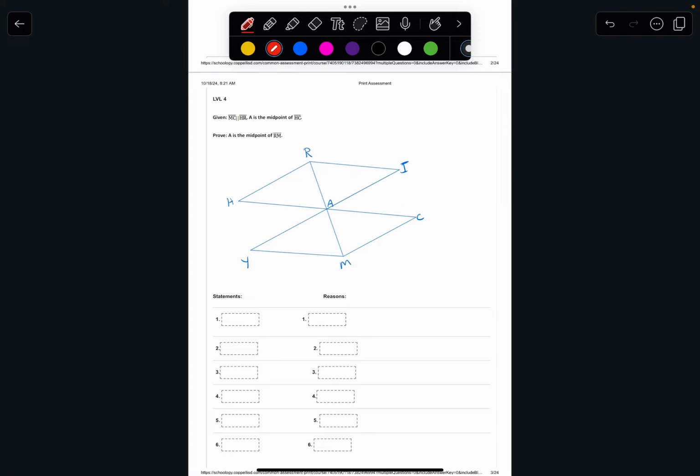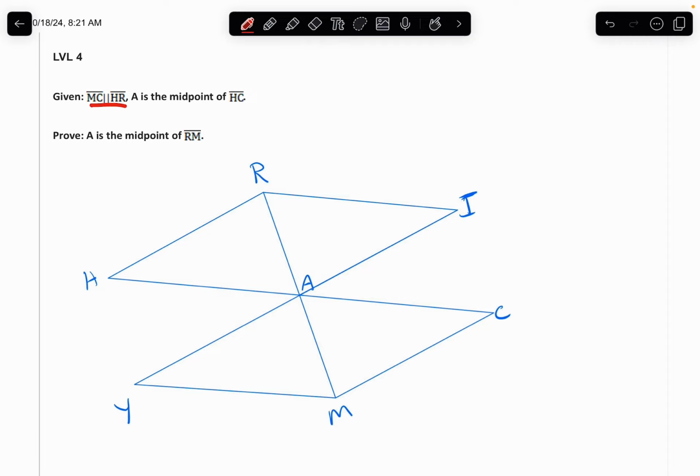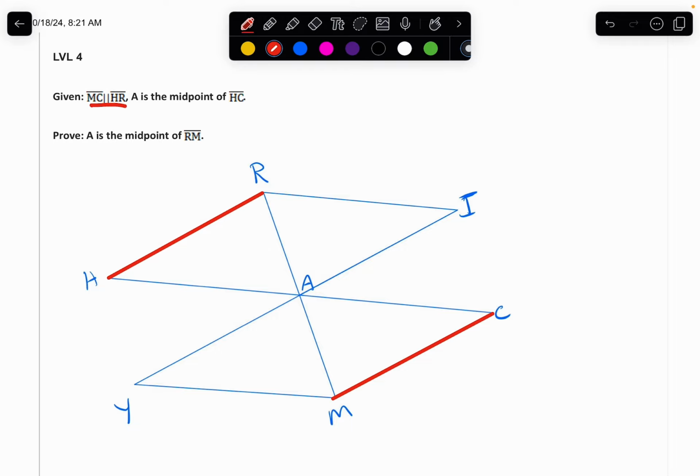All right, so as with any of these proofs, guys, read the given, mark up the given. Can't stress that enough. These lines are parallel. There's really not much to mark up, but MC and HR, I'm going to highlight them so I can remember which lines are actually parallel. So those are my parallel lines. It then tells us A is the midpoint of HC. So here's A, and they're saying it's the midpoint of this line. I've seen people tell me those parts are equal. No. A is the midpoint of HC. That means that this half and that half must be equal.